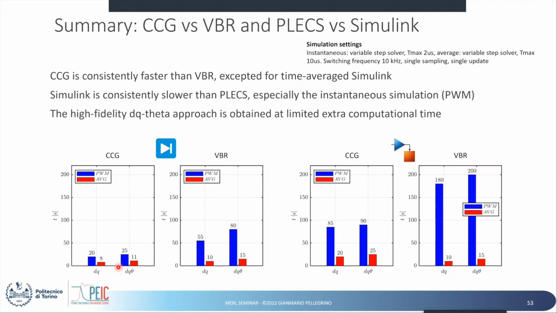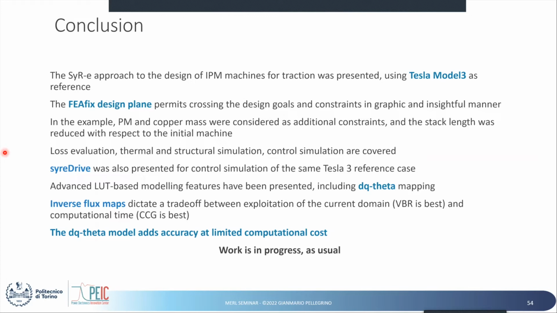And finally, I hope I succeeded in giving you an overview of SyR-e, of the approach to the design of IPM machines for traction, but this is not limited to IPM machines for traction. We used a Tesla Model 3 as reference, and we presented the design plane that crosses design goals and constraints in a graphic manner. For example, we have considered PM mass and copper mass in the design as additional constraints. We could minimize the stack length. And we include in SyR-e loss evaluation, thermal evaluation, structural simulation, control simulation with SyR-e drive. And yes, the brightest contribution of SyR-e drive is the loop-based modeling, and in particular, the DQ theta loop-based modeling.